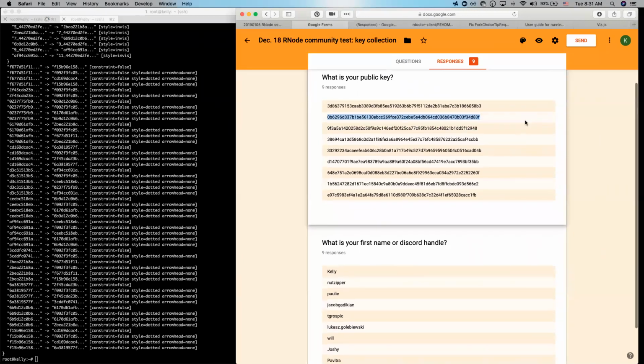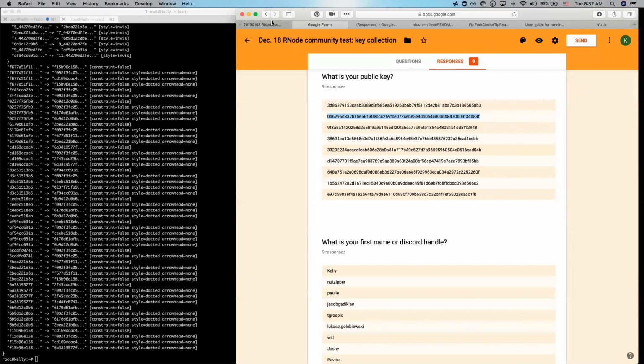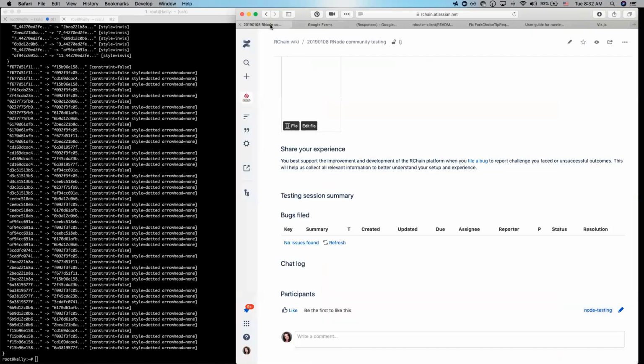NetZipper. Is this your correct key? Yes. Okay. This is my public key. And Tomasz, can you confirm that his key is in the bonds file? Let me check. Thank you.